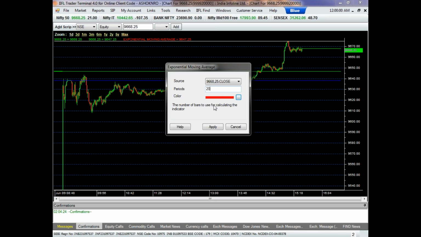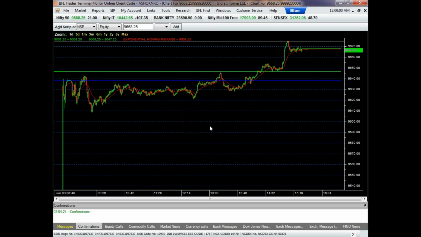So I'll usually keep it at red. When red is high, it means that the market is in a positive zone. Okay, the market is in a bullish zone. That is what it means. So the 20-day close, I will apply it. So this is what it is.